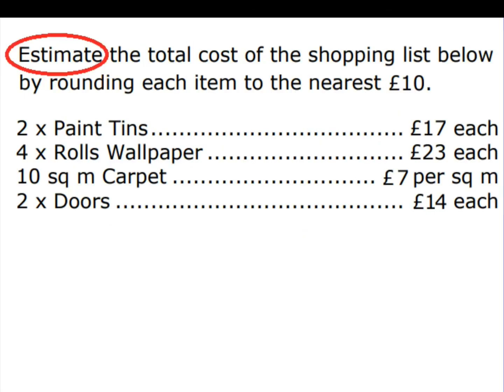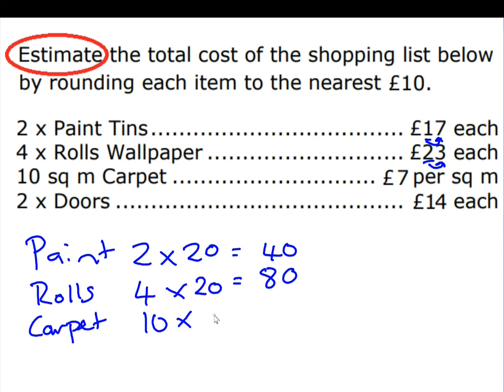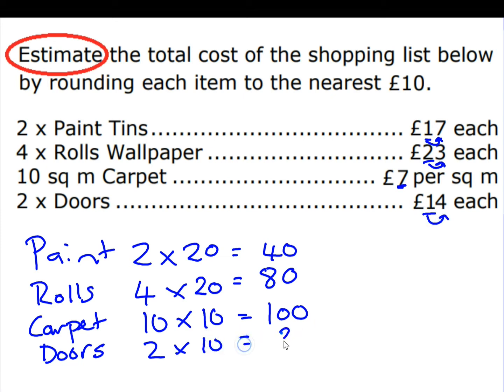Here's a more involved estimate question in functional skills, and they're asking us to estimate the total cost of the shopping list below, rounding each item to the nearest £10. So for the paint, we have 2 lots of £20, so that's £40. For the rolls of wallpaper, we have 4 lots of £20, which is £80. For the carpet, we have 10 square meters at £10 per square meter. So that's £100. And then finally, 2 doors at £10 a door, which is £20.